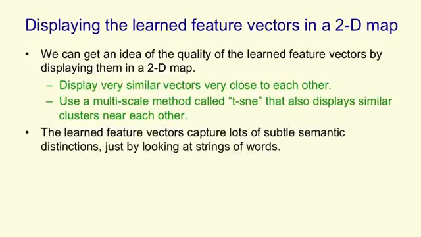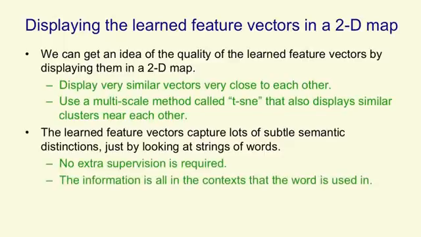What we see is that the learned feature vectors capture lots of subtle semantic distinctions, and they do this just by looking at strings of words from Wikipedia. Nobody tells them anything other than the fact that these 11 words occurred in a string. There's no extra supervision. What's remarkable is that that contextual information, the fact that these words occurred together, tells you an awful lot about what the word means. In fact, some people think that's the main way we learn the meaning of words.